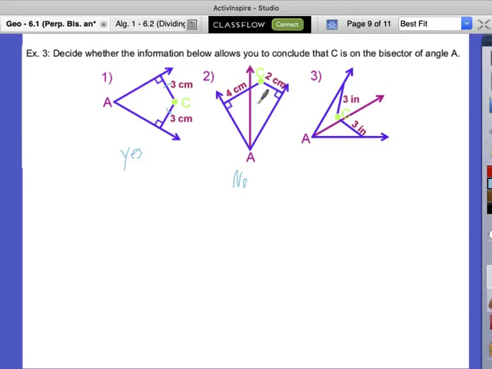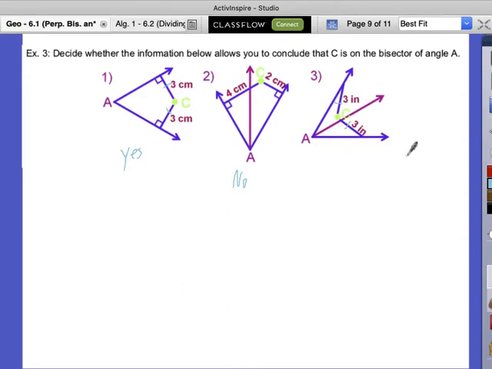Yes. No. I don't know. What are you saying? No, because the line in the middle doesn't even match up. Okay, the line in the middle doesn't match up. We're not actually concerned with that, because we don't know this line in the middle is the angle bisector. This is 3. This is 3.